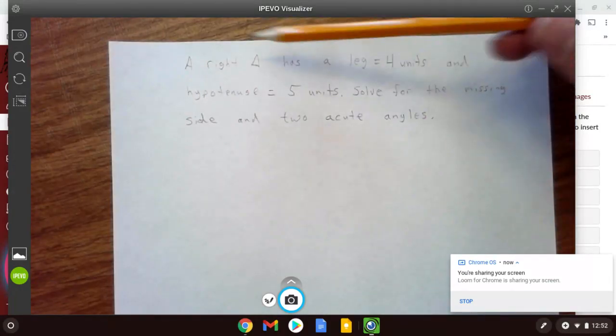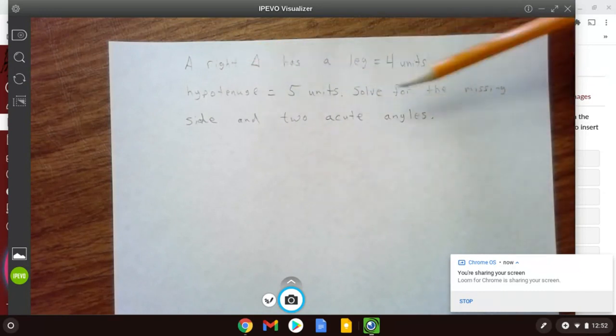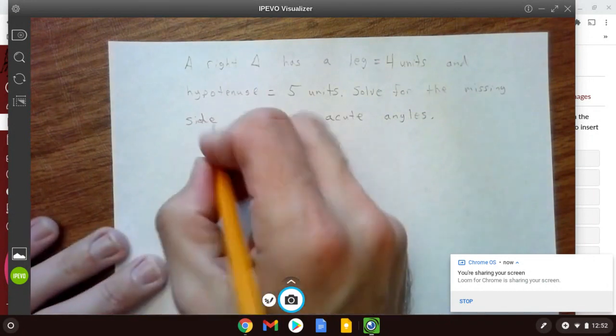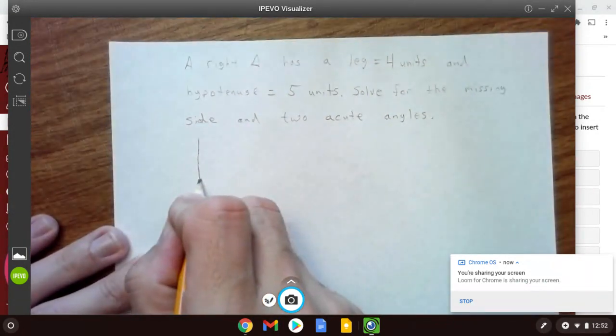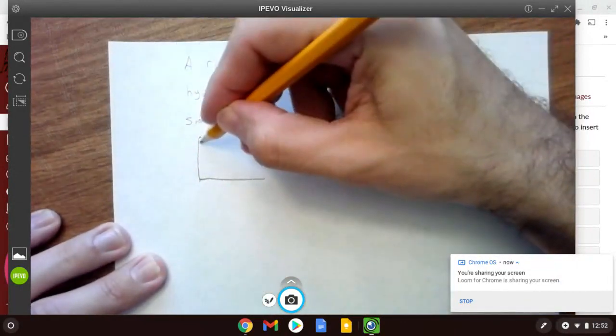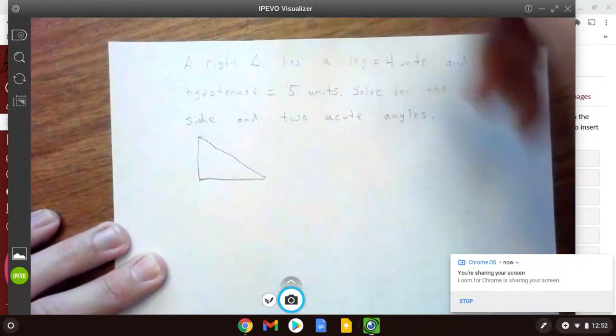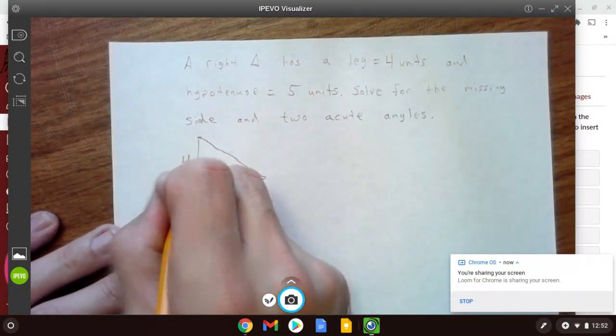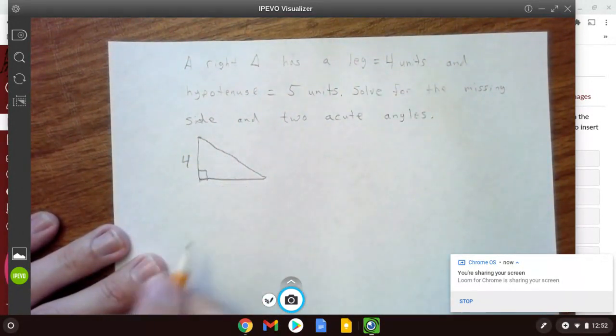All right. So there exists a right triangle that has a leg that's 4 units and a hypotenuse that's 5 units. Solve for the missing side and for the two acute angles. All right, so there's this triangle that exists. It's actually a famous triangle, anyway. It says one of the legs is equal to 4 units, and the hypotenuse is equal to 5 units.